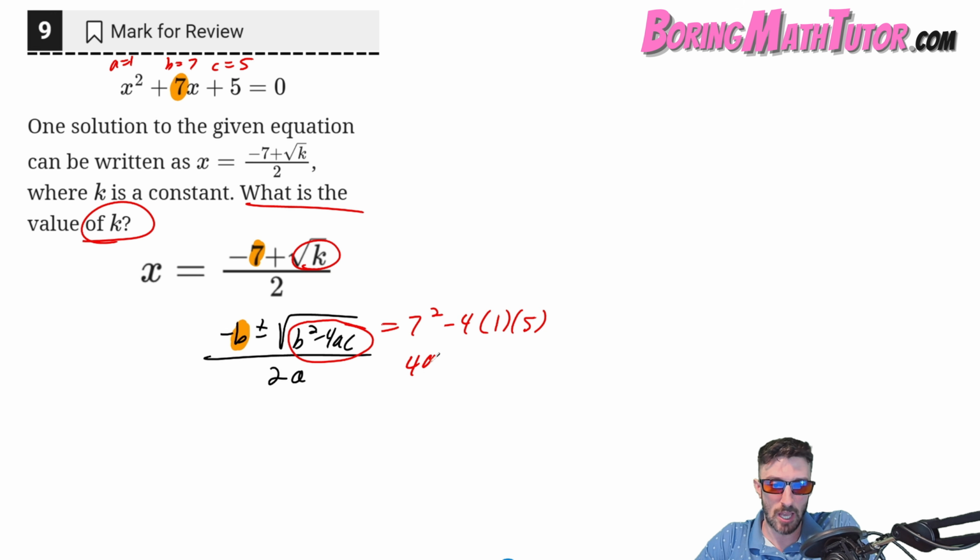So that's all we got to do. We just got to calculate that. That's 49 minus 20, which I believe is 29.